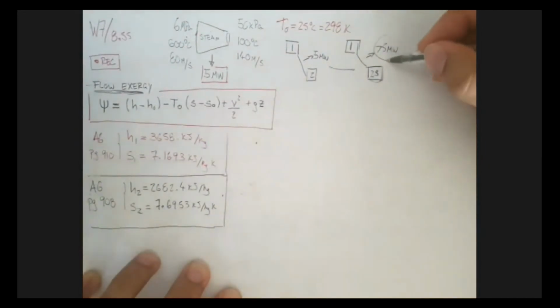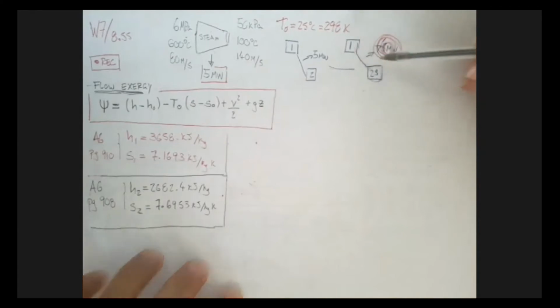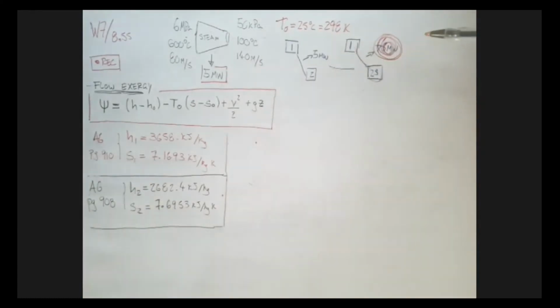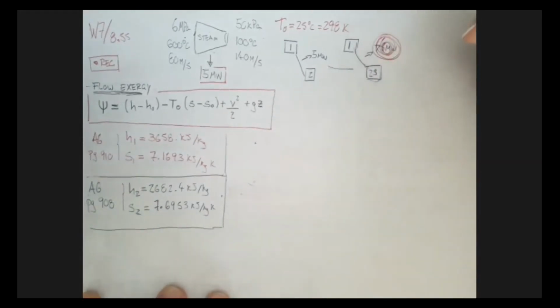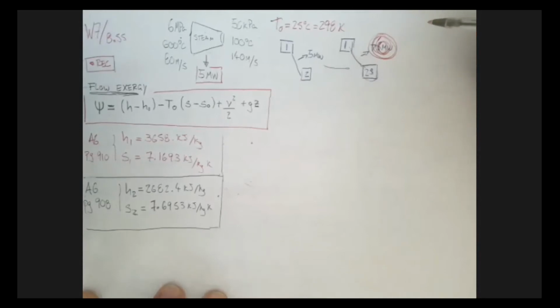What are we being asked? We're being asked this guy here. What is this possible output, this work that we can get if we have a reversible process? Remember, the question is saying, what would be the reversible power output? So to be a reversible one, we have to have the same entropy just like before. So what does that mean?